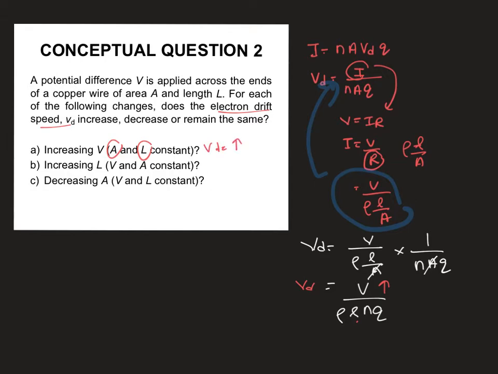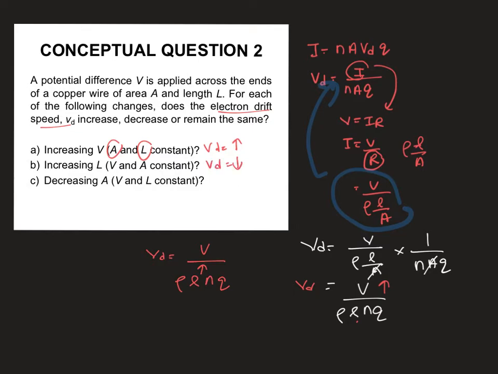Question B, you increase the length, but the voltage and the area will be constant. So we have the formula v_d equals V over resistivity, length and q. The area is constant, and the area doesn't affect it, but the voltage is constant while you increase the length. When you increase the length, what happens to the drift velocity? Yes, the drift velocity will decrease.